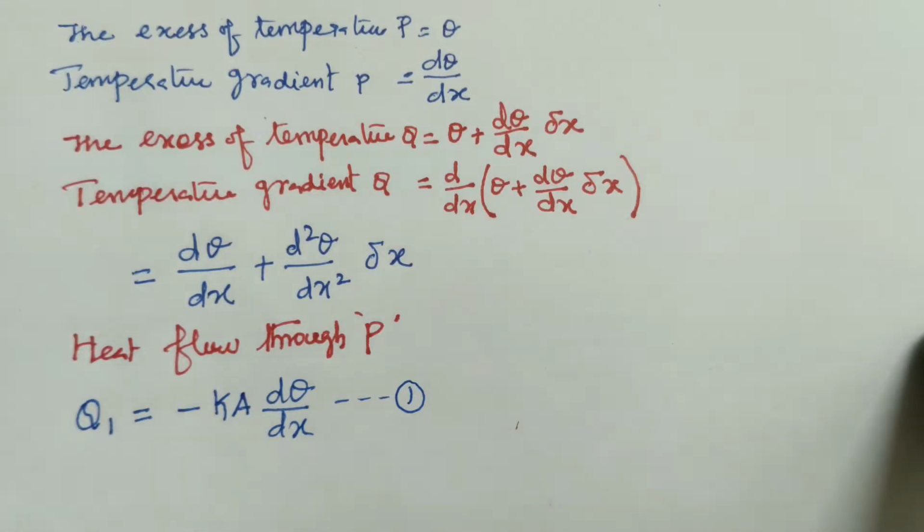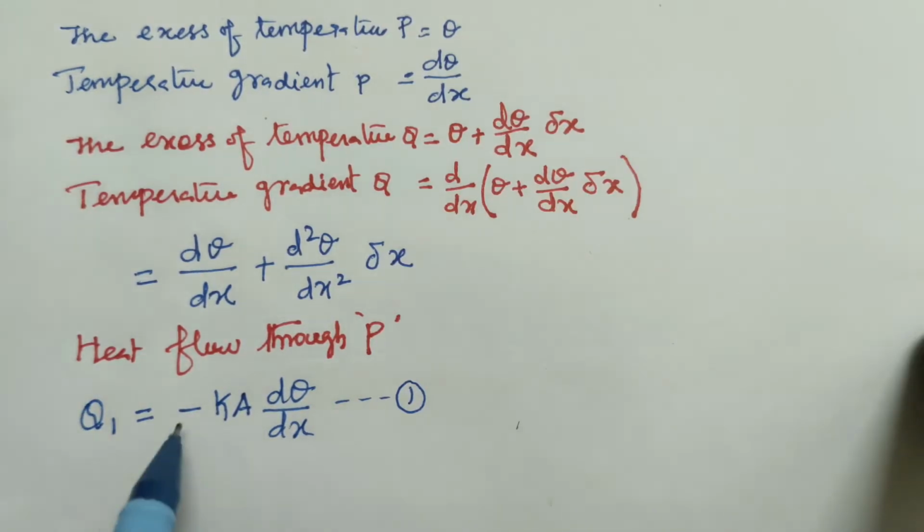Why are we indicating minus, that is the negative sign? The heat flows from hot end to cold end, and as the heat flows from hot end to cold end, the temperature is decreasing. The temperature decreases. That's why we are indicating the negative sign.